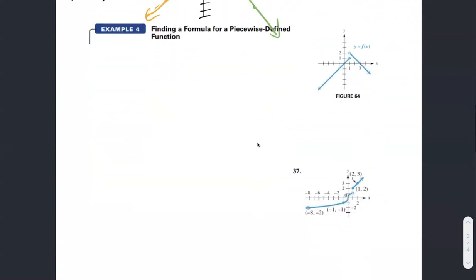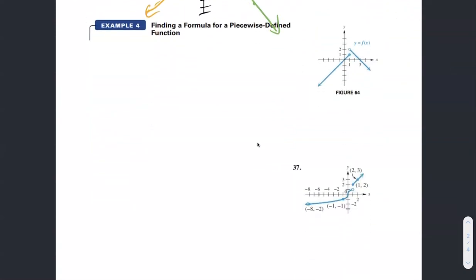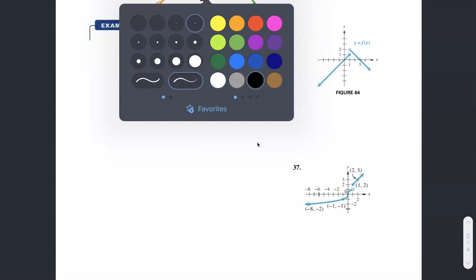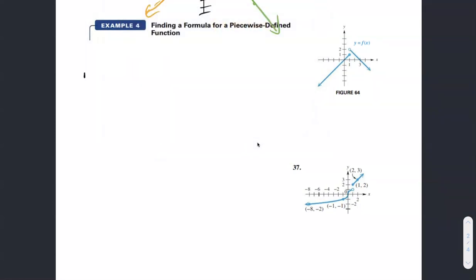Okay, next one. How about if we go backwards? I want to write a formula for a piecewise function. Now there's a couple key things. So first, I'm going to write f of x here. And it looks like it's 2 functions we've got to draw. So do something like this. Here's where our equation goes. So once we find our equation, put it right there.